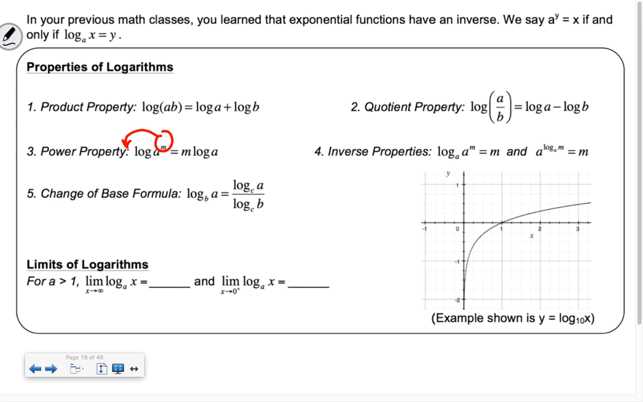Hopefully these are somewhat familiar to you. The inverse property just basically says if you have log base a and a are next to each other, then it becomes m, because the m goes to the front, and log base a of a is 1. Or a to the log base a of m equals m. Do you guys remember that? So if I have like 8 to the log base 8 of 7, we get 7.